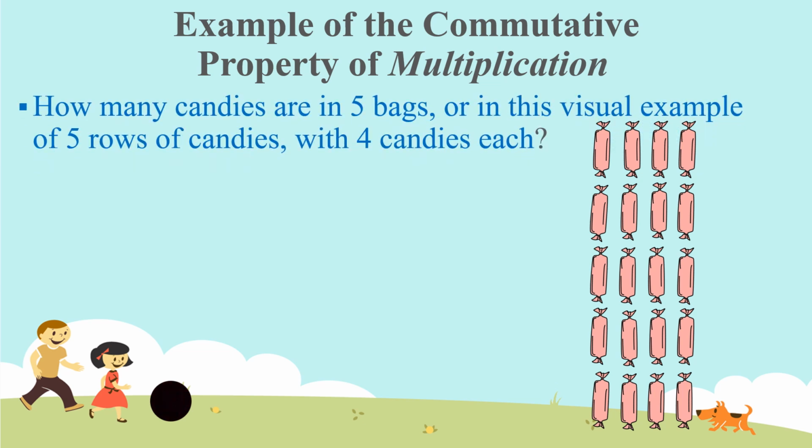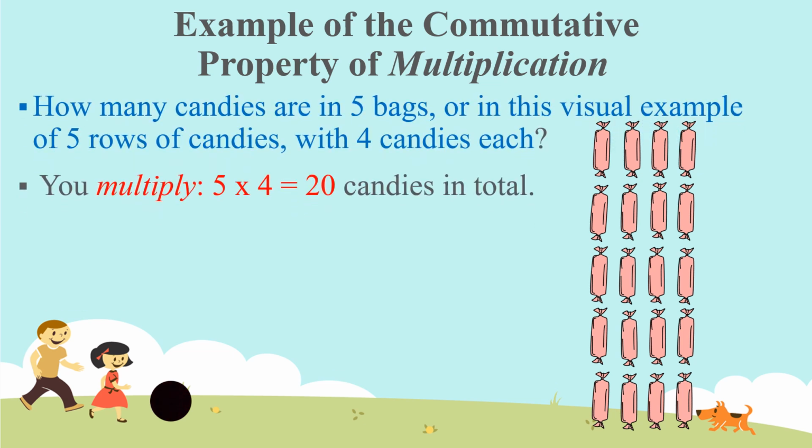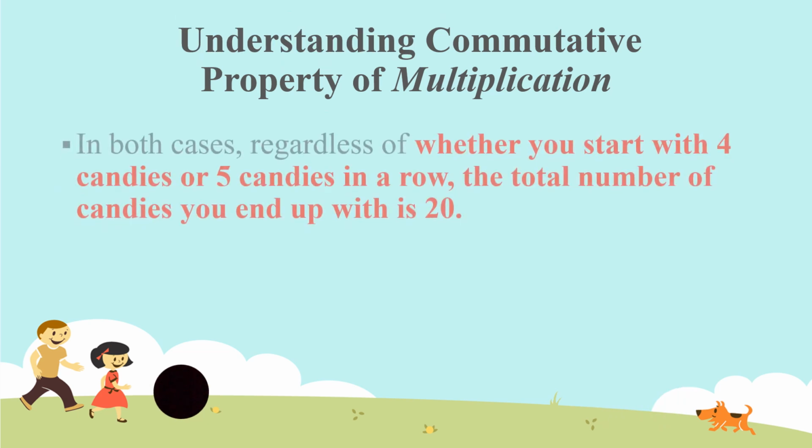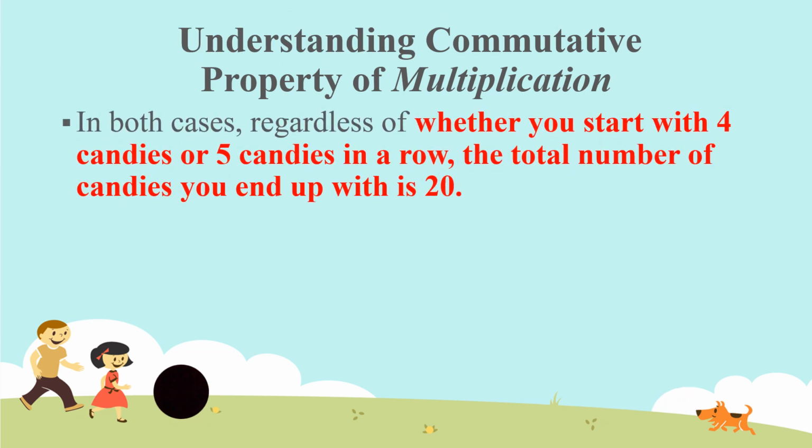how many candies are in 5 bags? Or in this visual example of 5 rows of candies with 4 candies each. You multiply. 5 times 4 equals 20 candies in total. In both cases, regardless of whether you start with 4 candies or 5 candies in a row, the total number of candies you end up with is 20.